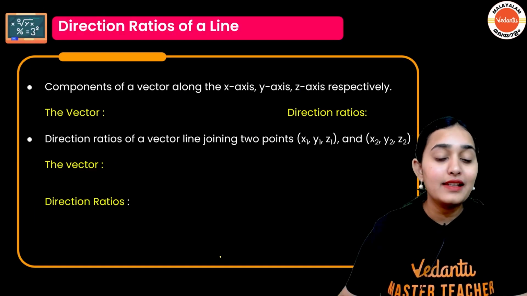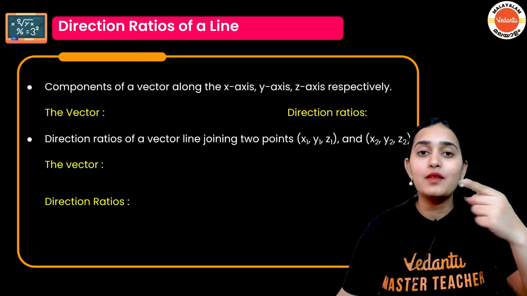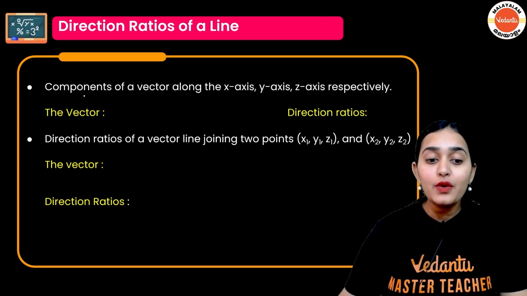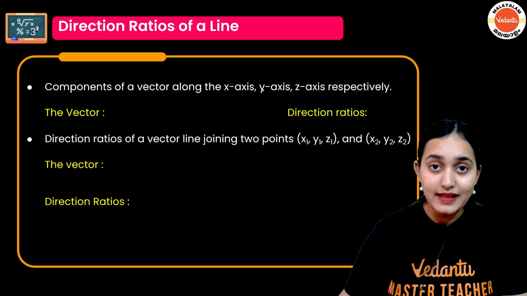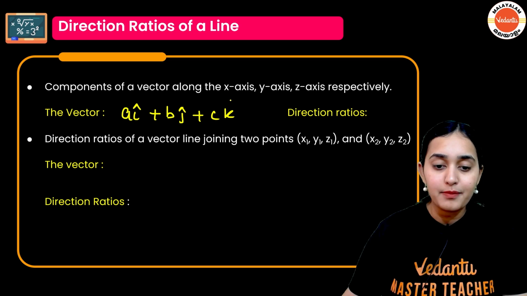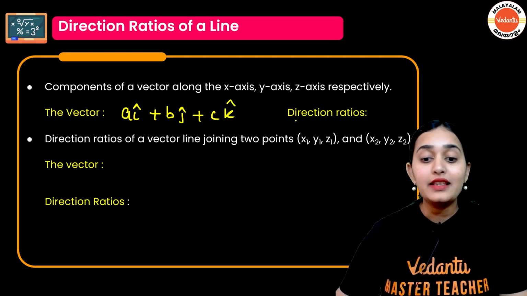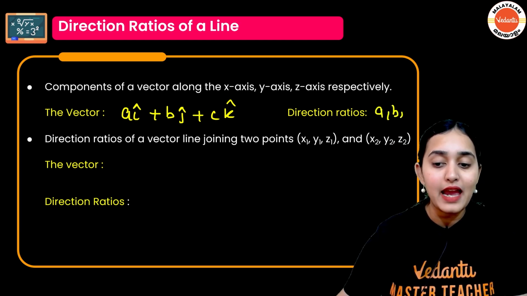Okay, now let's learn about direction ratio. Now direction ratio is very much related to direction cosines. Suppose that you have a vector where along the x-axis, y-axis and z-axis the respective components are a i cap, b j cap, c k cap. So here the vector is ai plus bj plus ck. Then the direction ratios of this vector will be a, b and c.